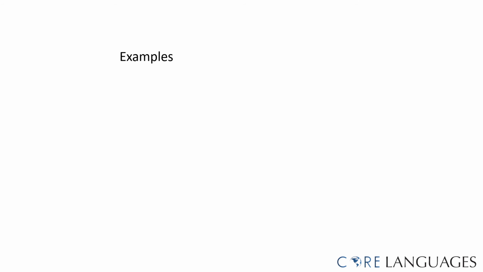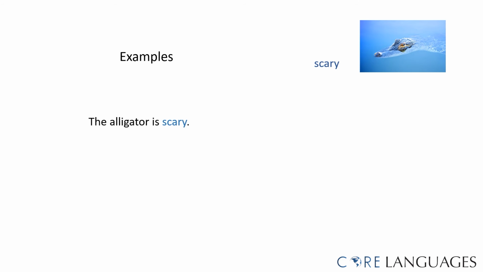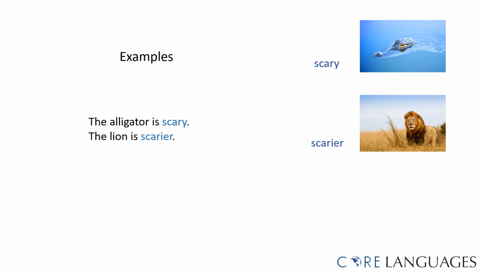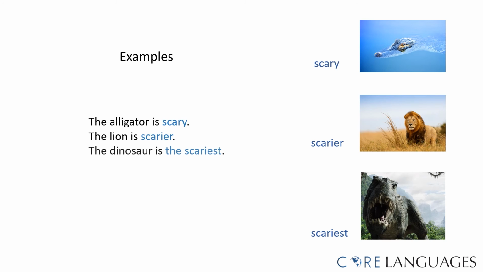Here is another example. The adjective scary. Pay close attention to the spelling change that occurs. The alligator is scary. The lion is scarier. Notice that we changed the Y to an I before adding ER. The dinosaur is the scariest.